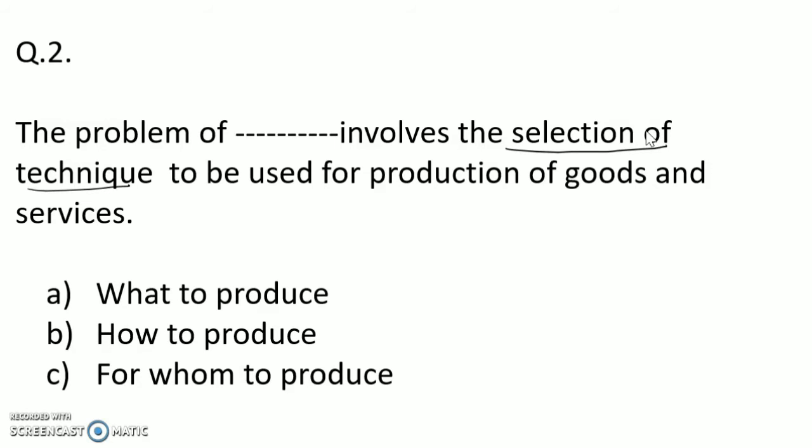So selection of technique, is that related with what to produce? We know what to produce involves selection of goods and services to be produced and quantity to be produced. Here the question is selection of technique. Selection of technique is related with how to produce, not for whom to produce. So option B is the answer.